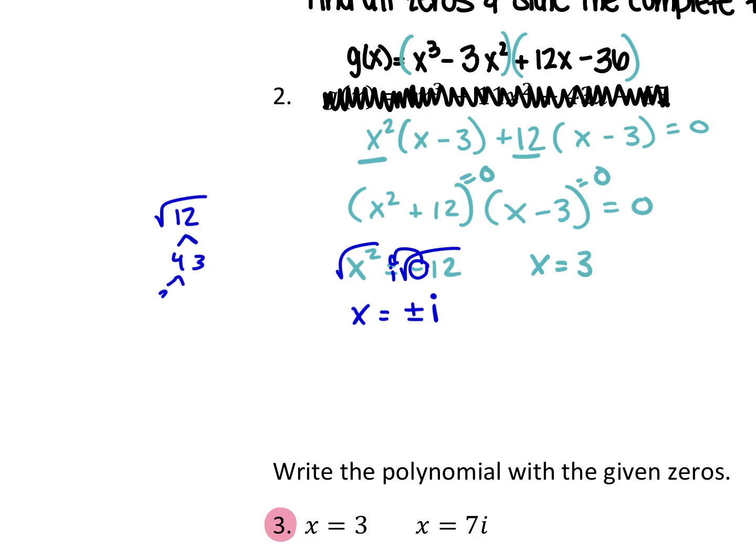4 breaks down into 2 and 2. So we have a pair of 2s, so that comes to the outside. And we're left with 3 on the inside. So we typically write it as plus or minus 2i square root 3. But if you had the i first, it's not a problem. Just make sure you have all the parts there.